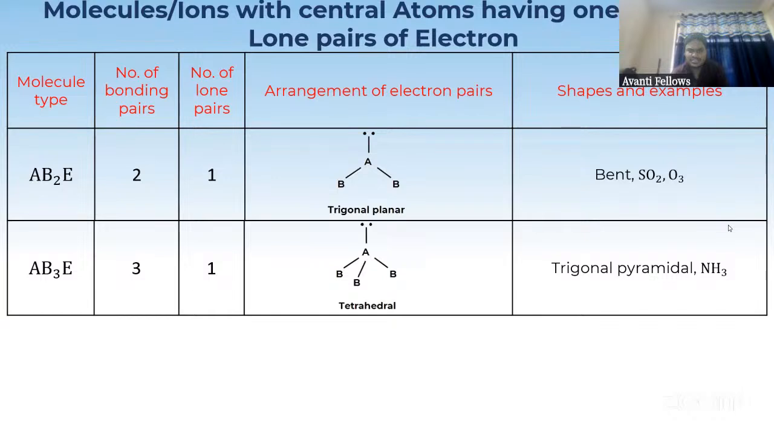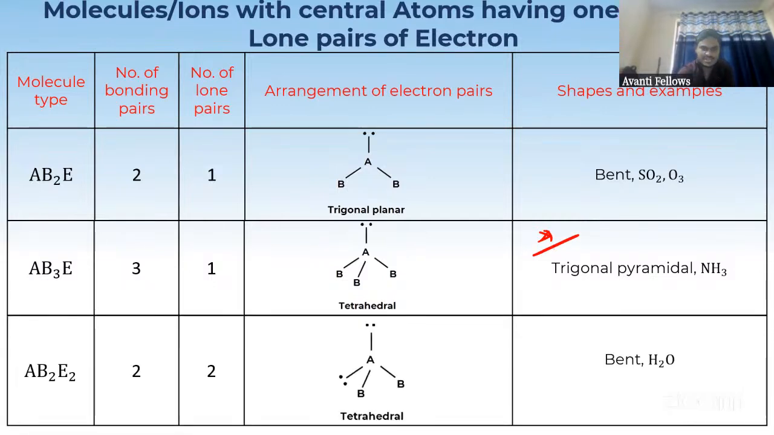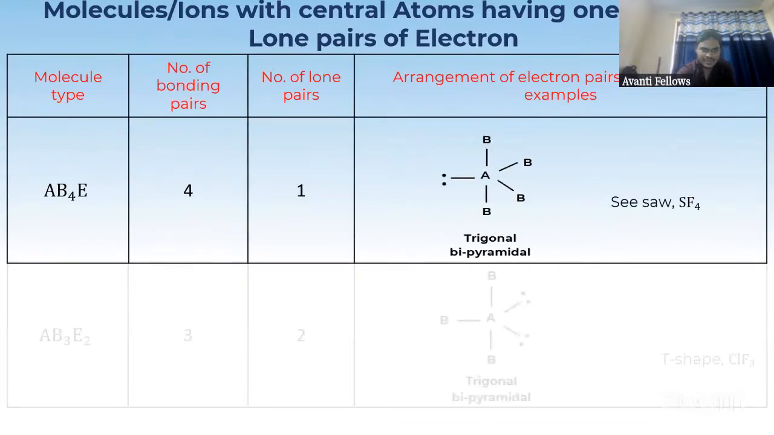And their structure is trigonal planar. Similarly, AB3L. So the number of bonding pairs is 3. The number of lone pairs is 1. So the arrangement of electron pairs is tetrahedral, right? So the shape is called trigonal pyramidal, NH3. So remember beta, it's very, very important. NH3 has a trigonal pyramidal shape. Similarly, H2O has a bent shape.